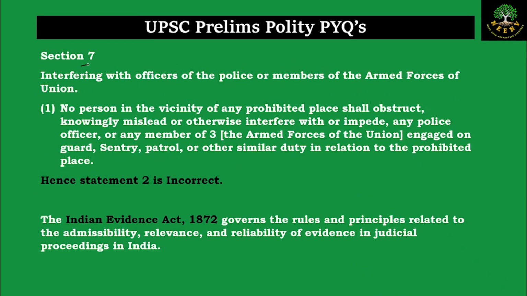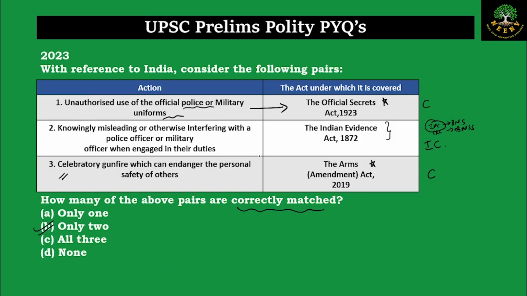The same Section 7 of the Official Secrets Act talks about interfering with the officers of the police or the members of the armed forces. Clause 1 says, no person in the vicinity of a prohibited place shall obstruct, knowingly mislead, or otherwise interfere with any police officer or any member of the armed forces of the Union engaged in guard, sentry, or patrol duty, or in a similar duty related to the prohibited place. So, knowingly misleading or otherwise interfering with the police officer or military officer when engaged in their duties. You're trying to mislead those people so that you can enter the prohibited place or do something which is illegal.